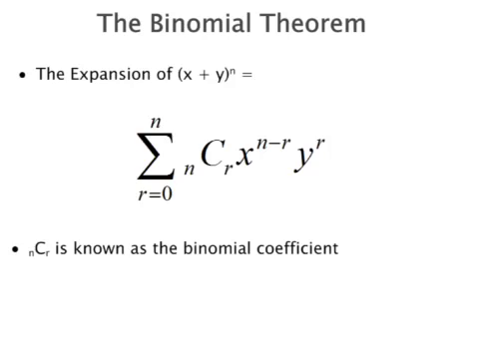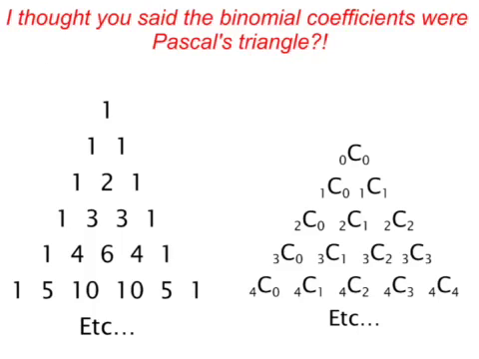Now, I just said that this n combinations of r is our binomial coefficient. But a couple slides ago, we looked at the coefficients of x plus 1 to different powers, and we noticed that those were numbers of Pascal's triangle. Okay, so I didn't lie to you. They actually both are the same thing.